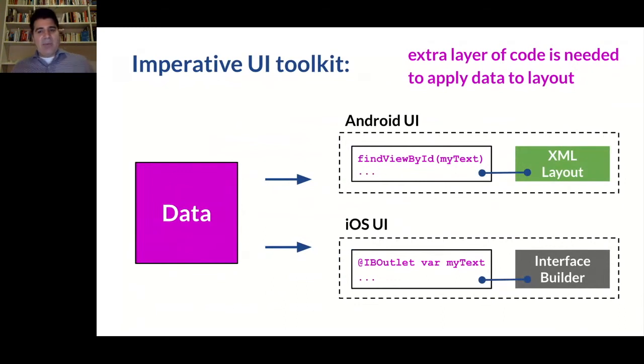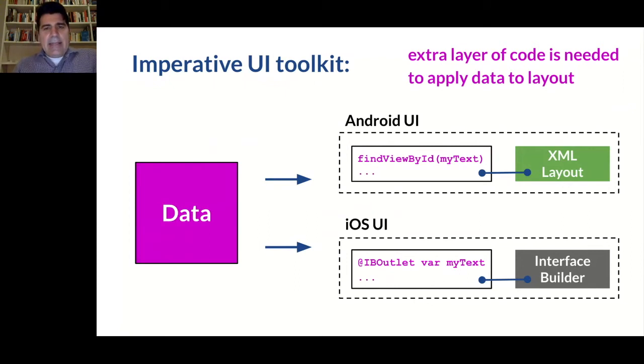So in the imperative UI toolkit, as I was mentioning, we always had an extra layer of code which is needed to apply data. So you have the data, you have your structure with the fields. You always need to couple the ID through code, from code to the HTML layout. And the same happens in both Android and iOS. So in iOS, you would have Interface Builder where you define the UI components, but you still need to link these elements in code.